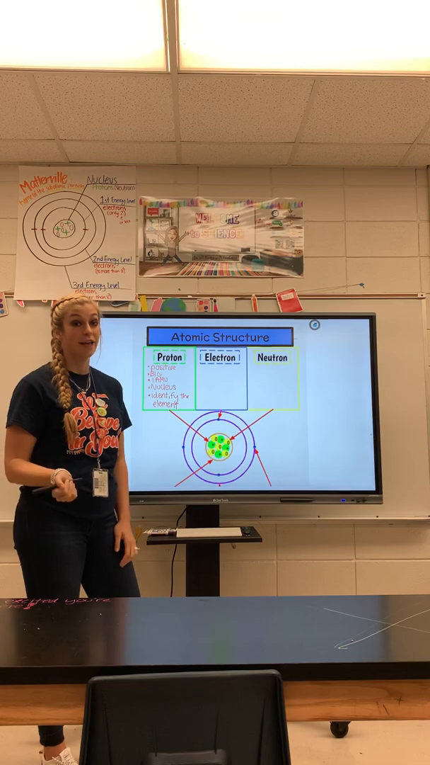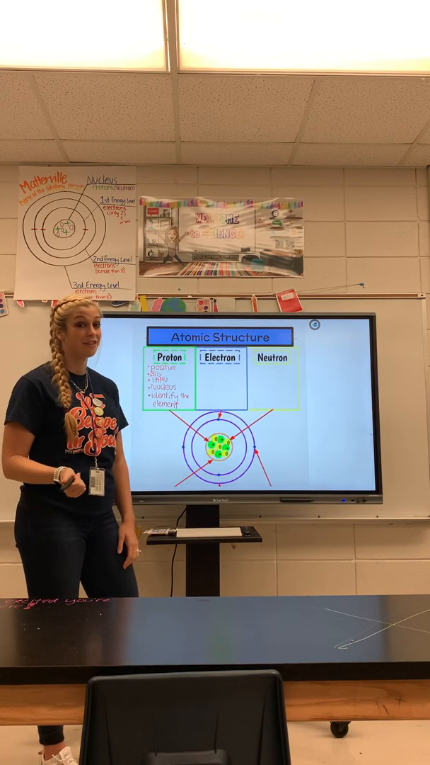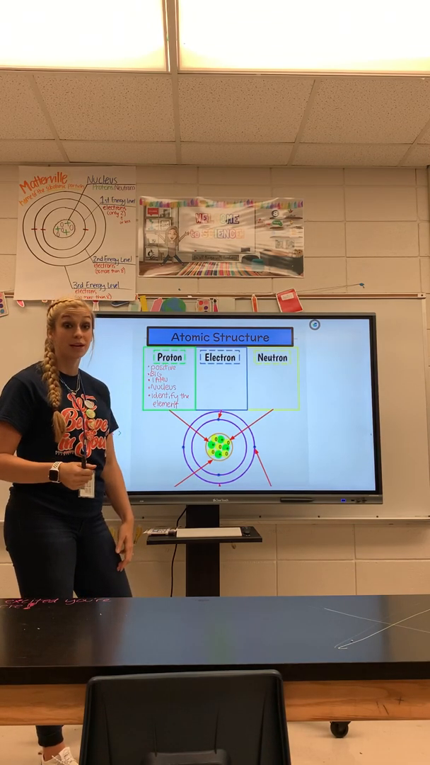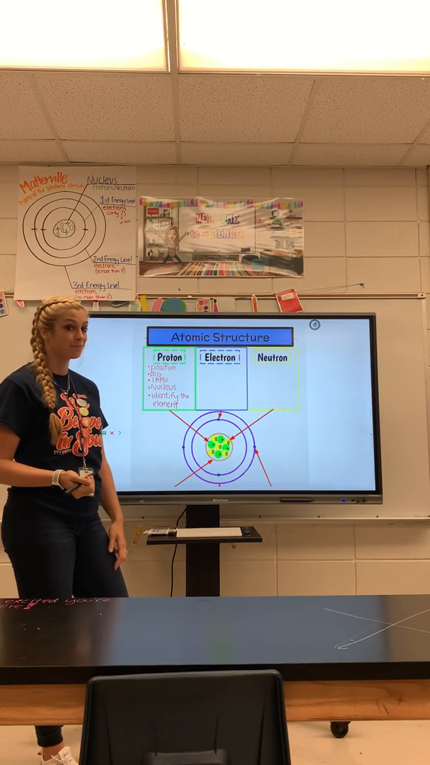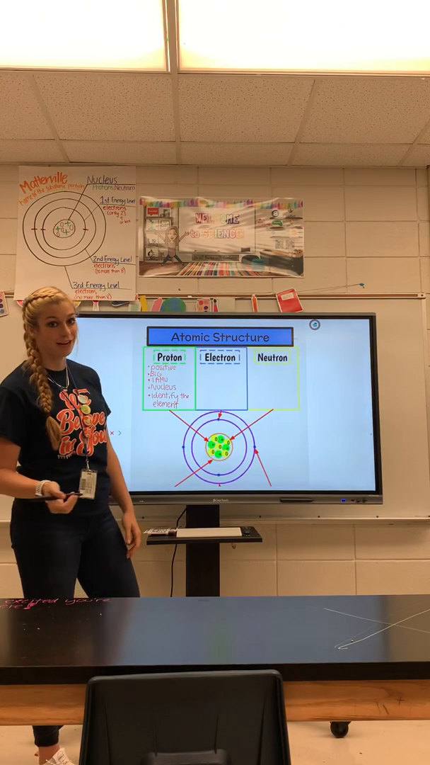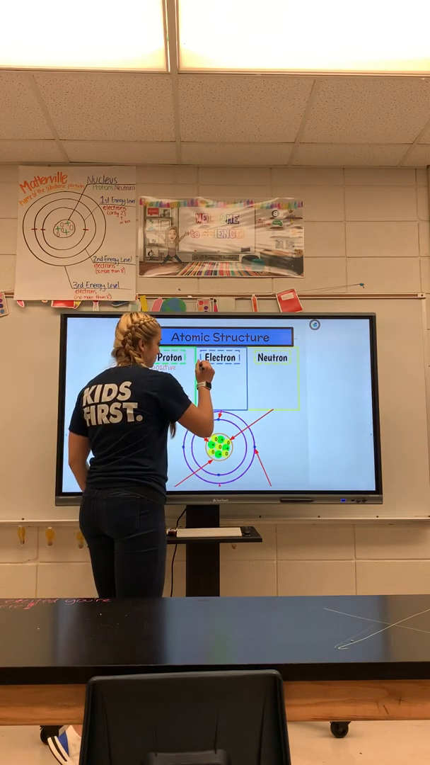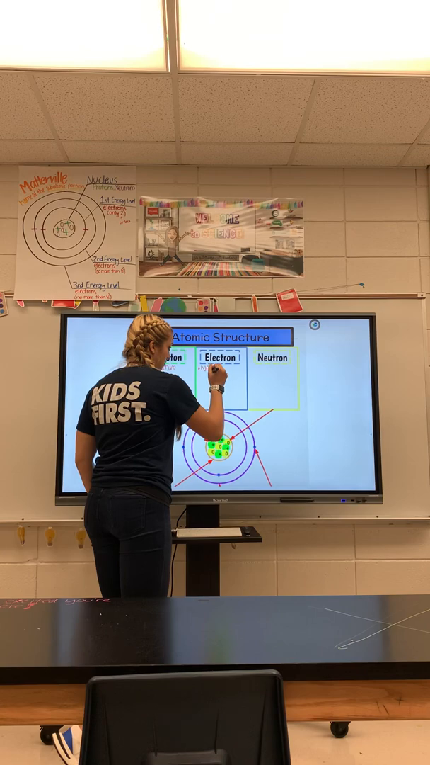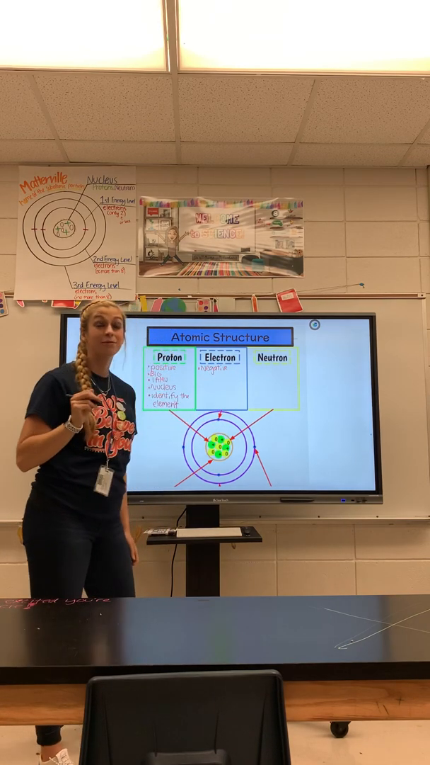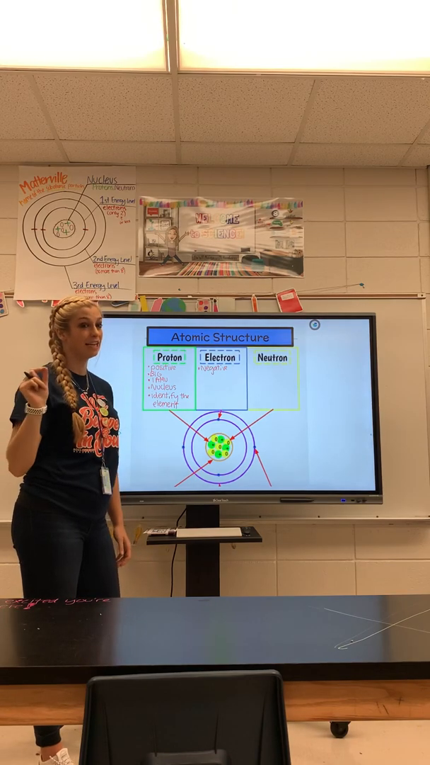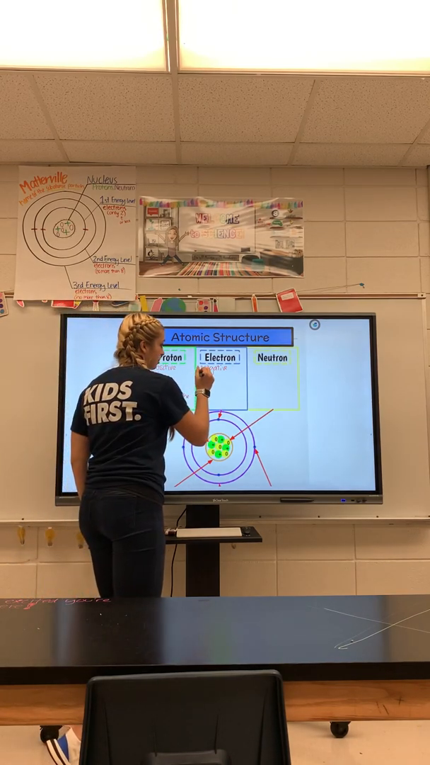Next, we're going to talk about electrons. This was my least favorite character in the story because Enraged Electron was always angry. He's very negative, so I'm not a fan of him. So the charge of electrons is negative. And remember, he was teeny tiny. He was a little guy. So I'm going to put tiny.